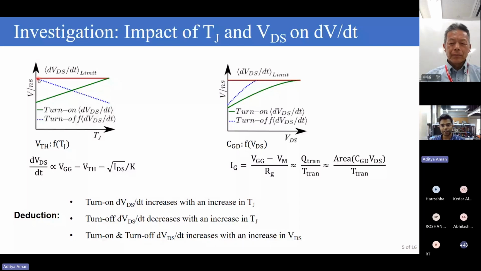For investigating the impact of VDS on dV by dt, we understand that CGD is inversely proportional to VDS. So the higher the value of VDS, the lower the CGD value is going to be, right? And therefore, the total charge which needs to be pumped into the discharge of CGD is going to decrease. Therefore, the transition time is going to decrease, and the dV by dt is therefore going to increase. So for both the turn-on as well as the turn-off transition, with the increase in VDS, the dV by dt is expected to increase.